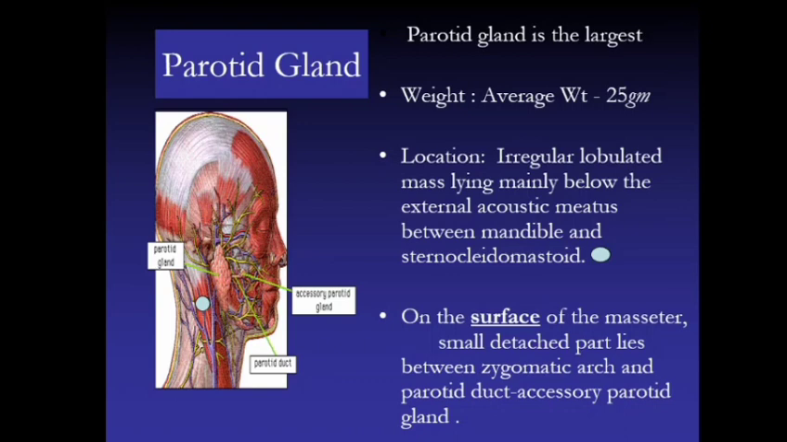The parotid gland is the largest salivary gland. The average weight is 25 grams. In the diagram you can see the location of the parotid gland. It is an irregular lobulated mass lying mainly below the external acoustic meatus between the mandible and the sternocleidomastoid muscle. On the surface of the masseter, a small detached part lies between the zygomatic arch and the parotid duct. In the diagram you can see the accessory parotid gland.